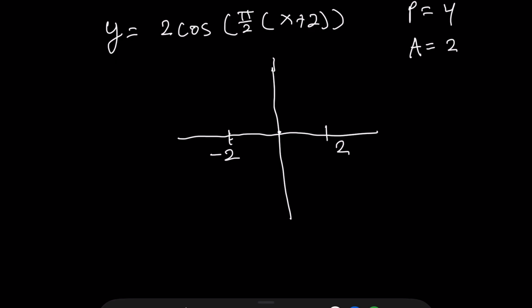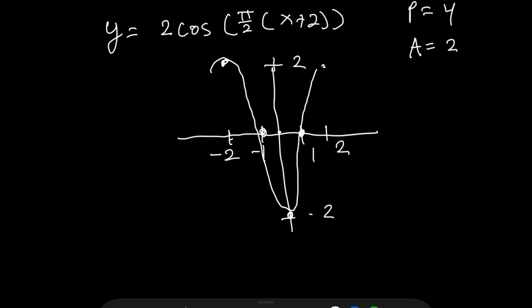So the interesting thing with cosine is that, unless it's negative, cosine always starts at the top. So what do I mean? It will start at the amplitude. So now all you have to do is break it up in increments again of 4. 4 divided by 4 is 1, so increments of 1. So now all you have to do is this. And this is the period of one cosine graph. And then if you were to graph more, it would look like this.